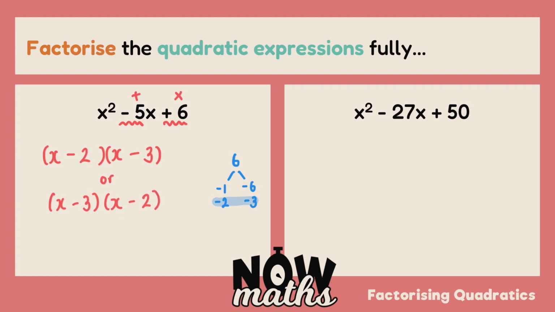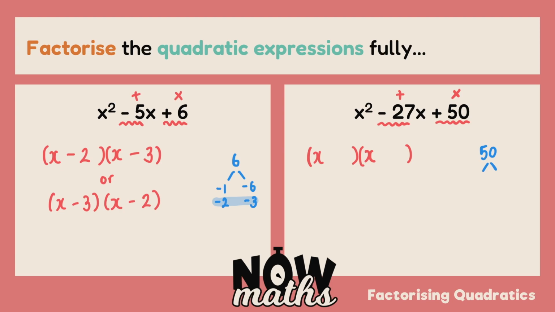Now looking at the question on the right hand side, again we know this is going to factorise into double brackets, and we know there's going to be an x in the front of each bracket, since x multiplied by x gives us x squared. This time we're looking for two numbers that multiply to give positive 50 and that add to give negative 27. And similar to previously, if we're looking for two numbers that multiply to give us a positive number but add to give us a negative number, both numbers will have to be negative.